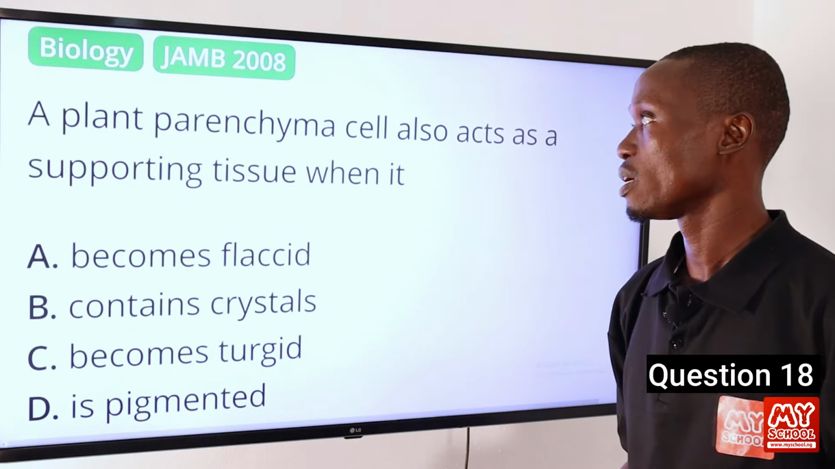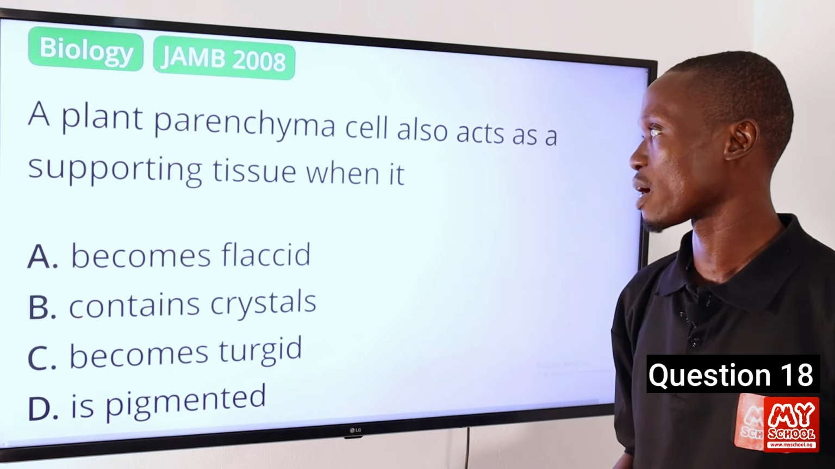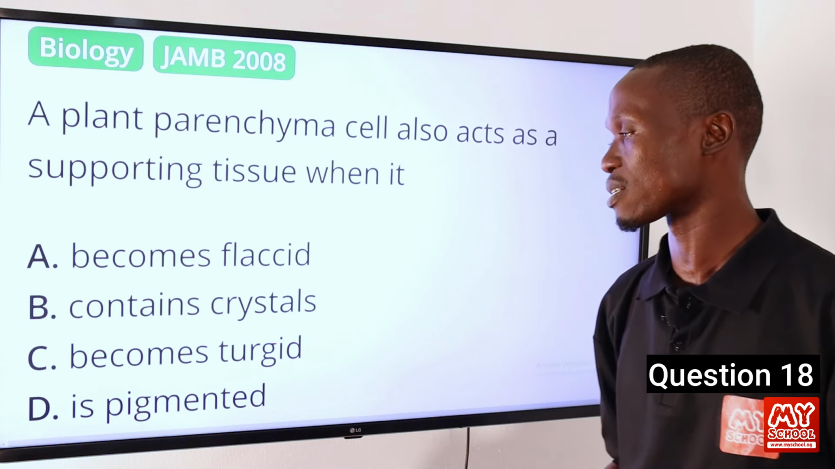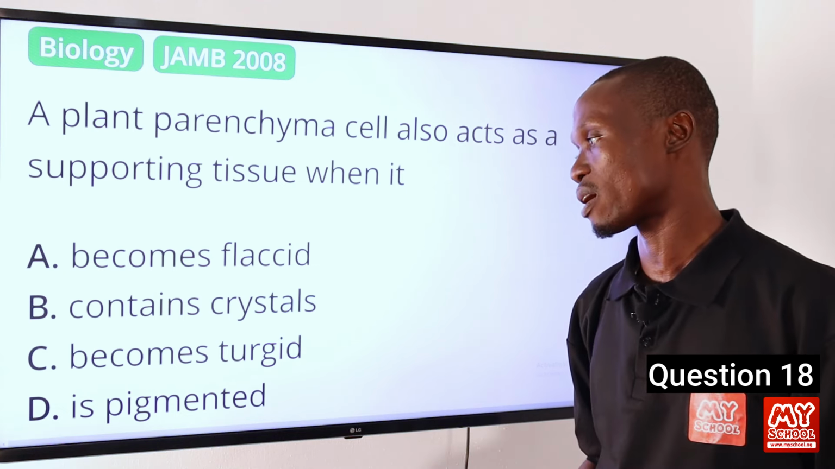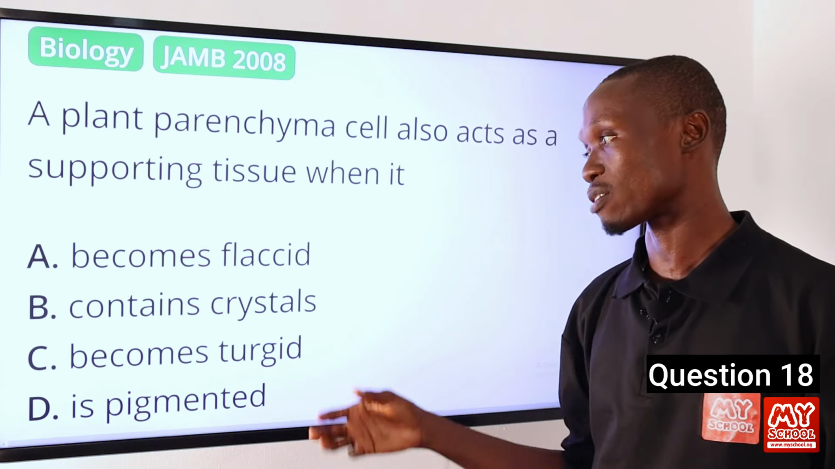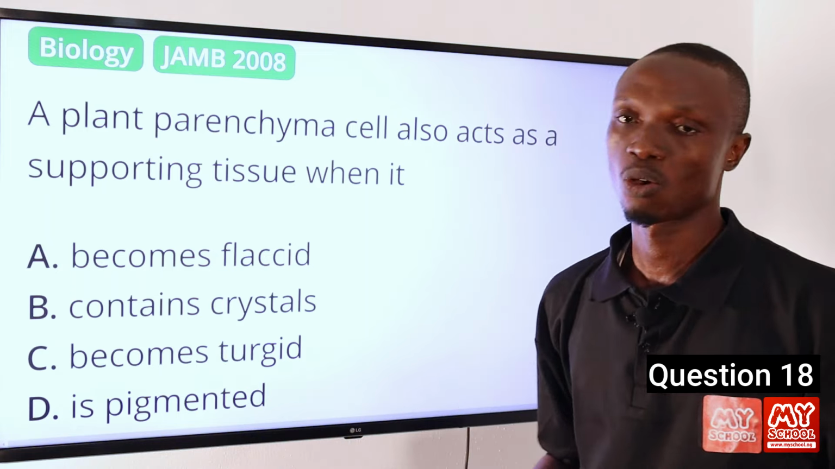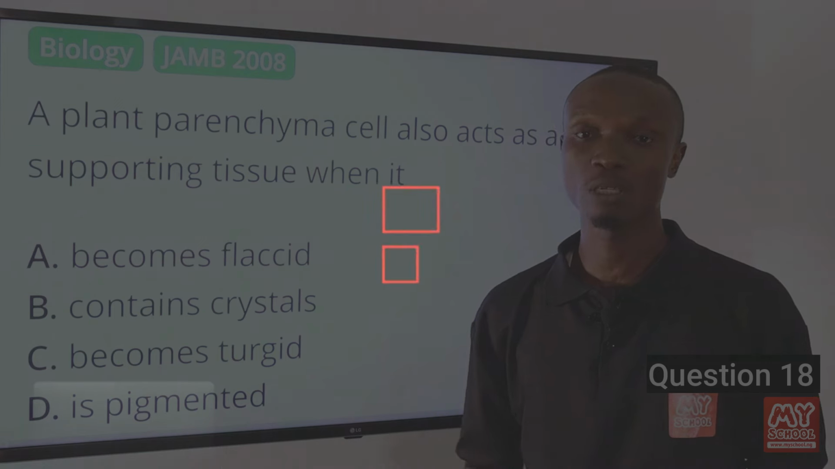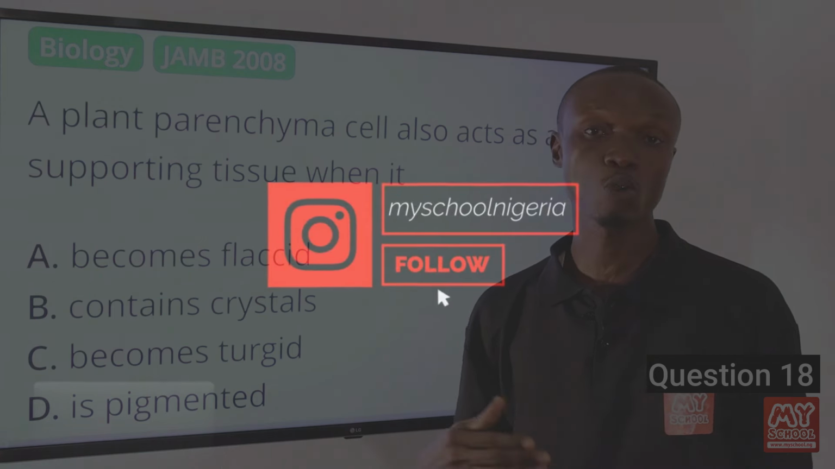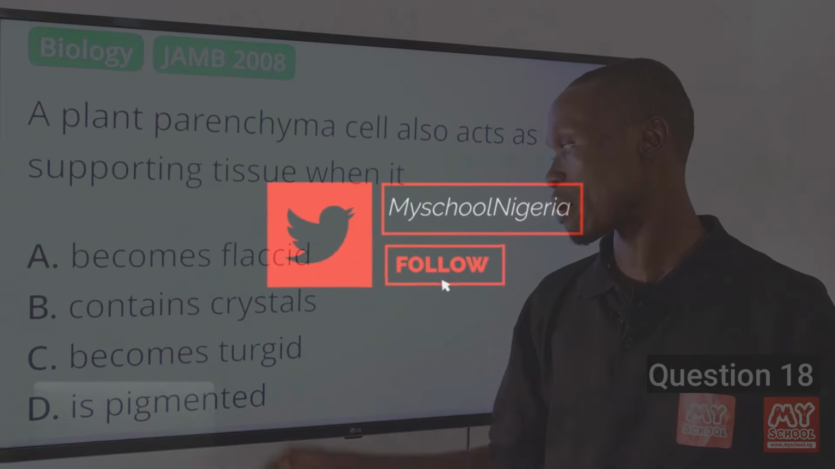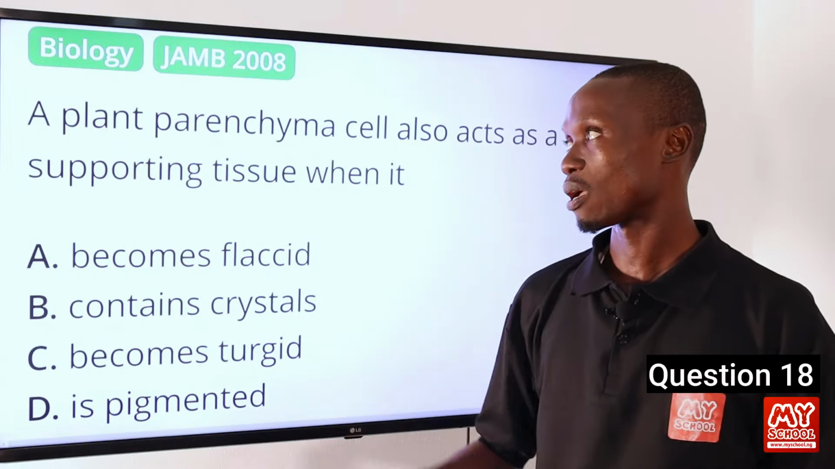Question 18. A plant parenchymal cell also acts as a support tissue when it A, becomes flaccid, B, contains crystal, C, becomes turgid, and D, is pigmented. So the answer to this question is option C. The parenchyma, apart from acting as a storage site for starch, protein, oil, and so on, also contributes support to the plant if they become turgid. So that makes option C the correct answer to this question.